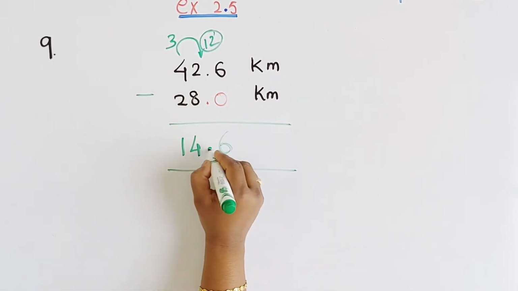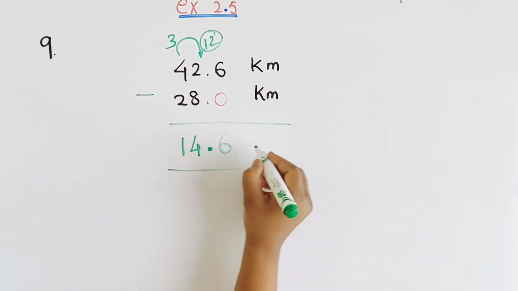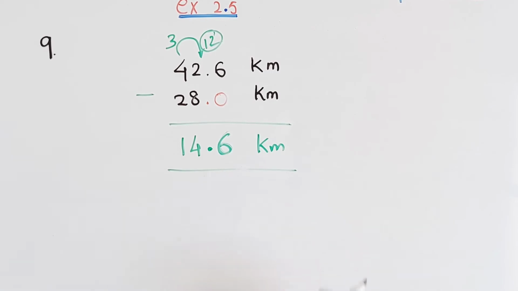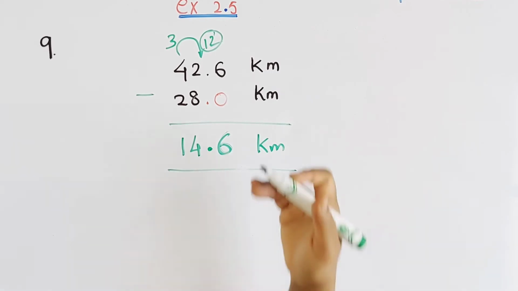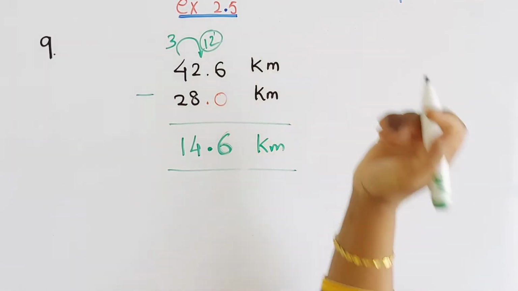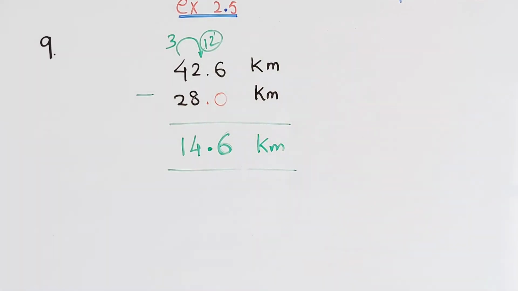Now at the point place, we have to put the point. So 14.6 kilometers is lesser. Correct, children? 28 kilometers is 14.6 kilometers less than 42.6 kilometers.